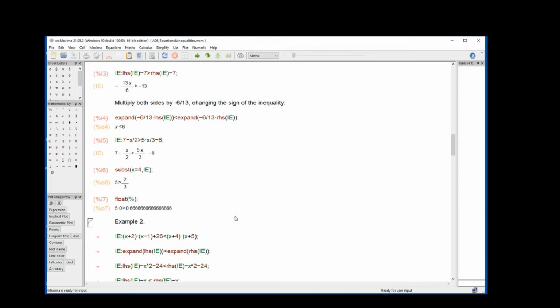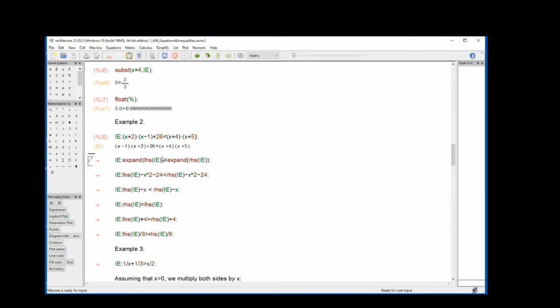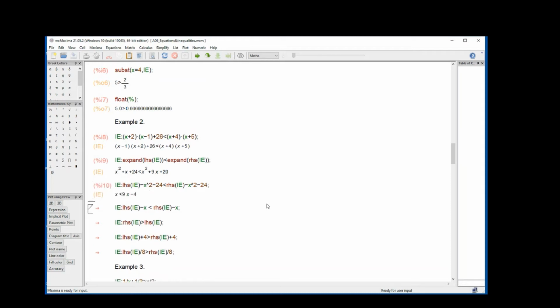All right, in the second example, we're going to have some quadratic terms, but when we expand the left-hand side and the right-hand side, conserving the direction of the inequality, we find that we have x squared on both sides, and that's going to simplify things. So we subtract x squared minus 24 from both sides, then the x squared disappears, and that makes things easier.